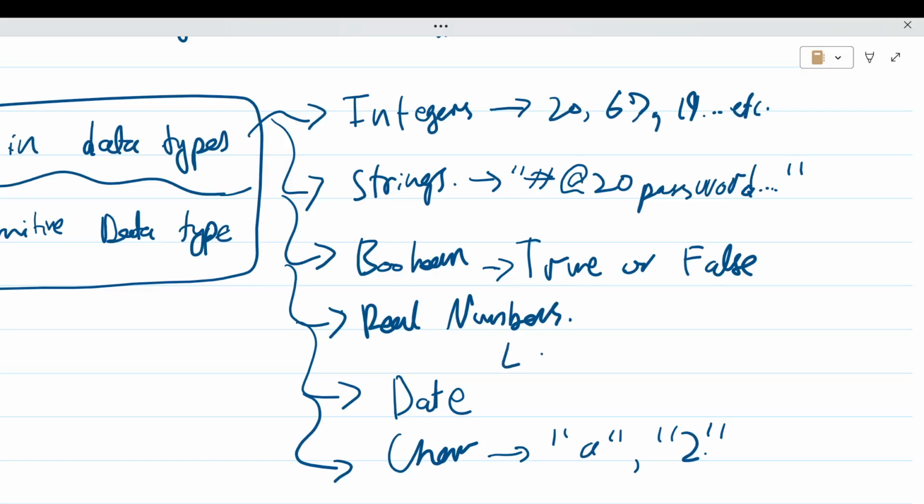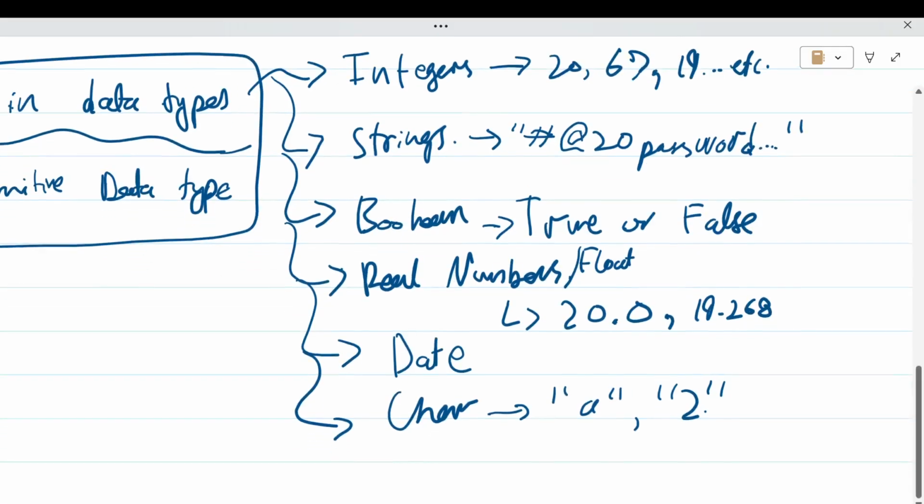Now, for real numbers, they are literally like integers but decimal numbers. Real numbers just mean decimal numbers. So if I write 20, that would be an integer. If I write 20.0, that would be a real number. 19.268 would be a real number. In the previous lecture that I just recorded, we were doing the topical past papers for floating point representation, right? Real numbers are also called float. If you ever learned Python, they're also called float. But mostly in this chapter, we're going to be referring to them as real numbers, right?